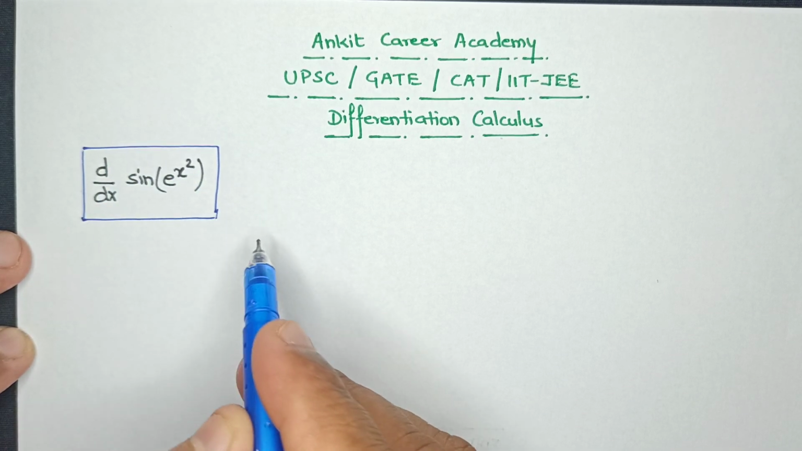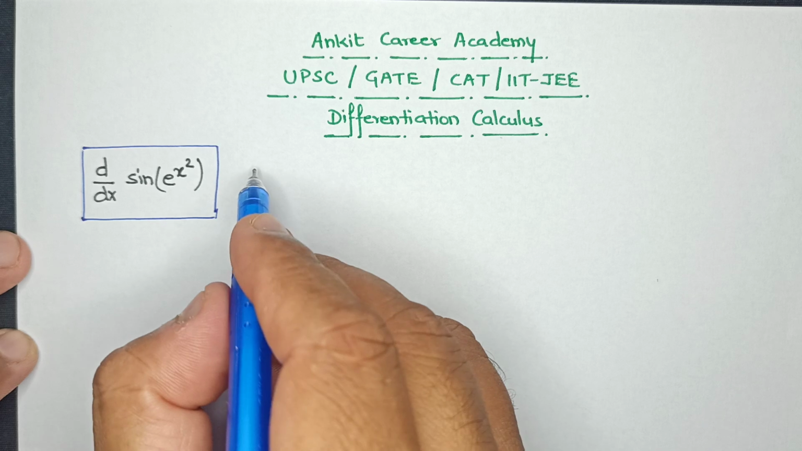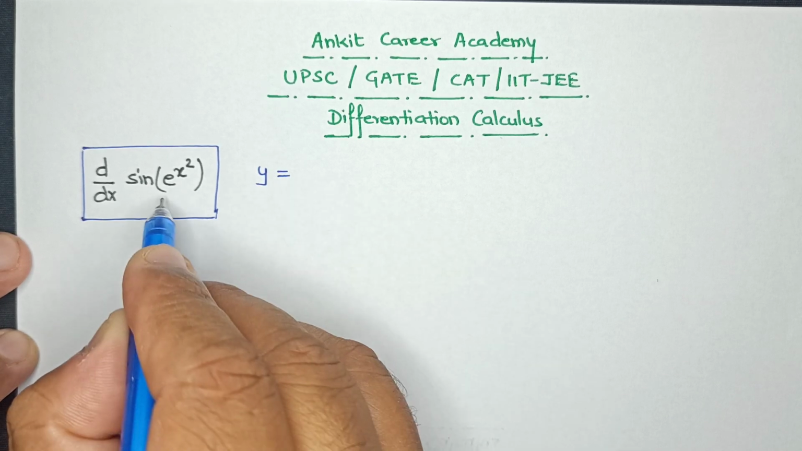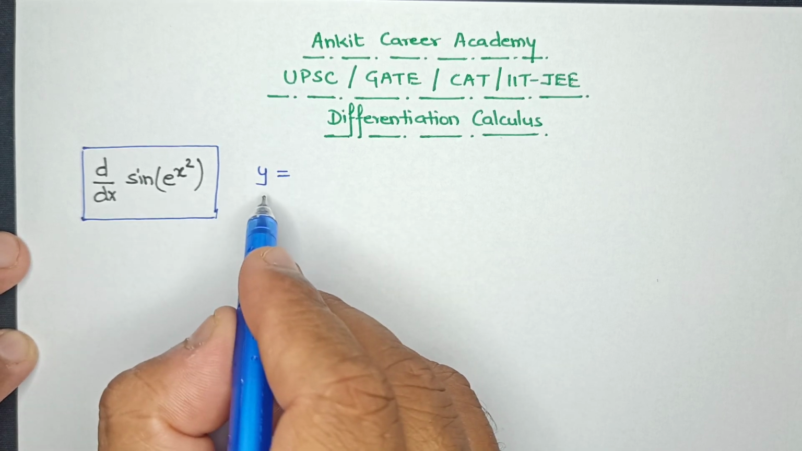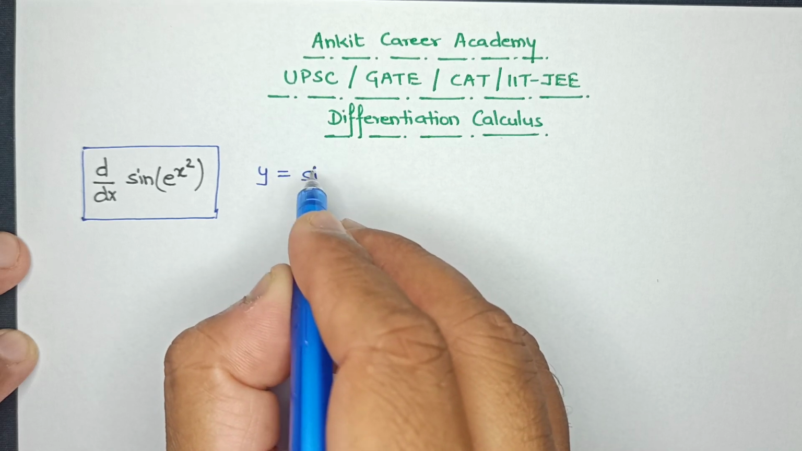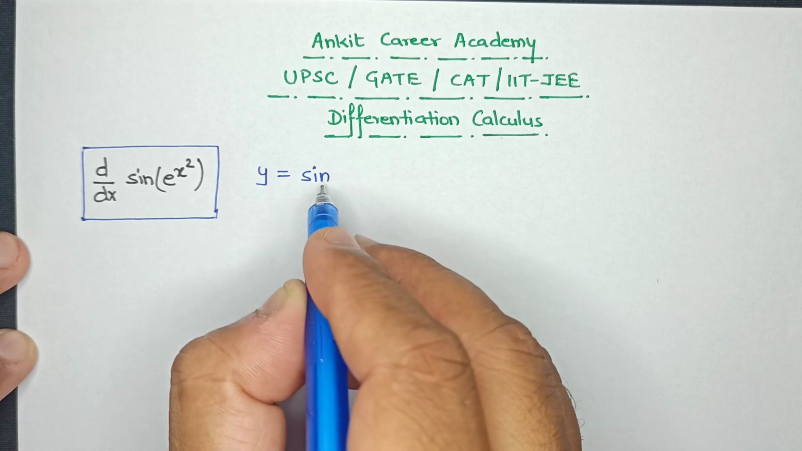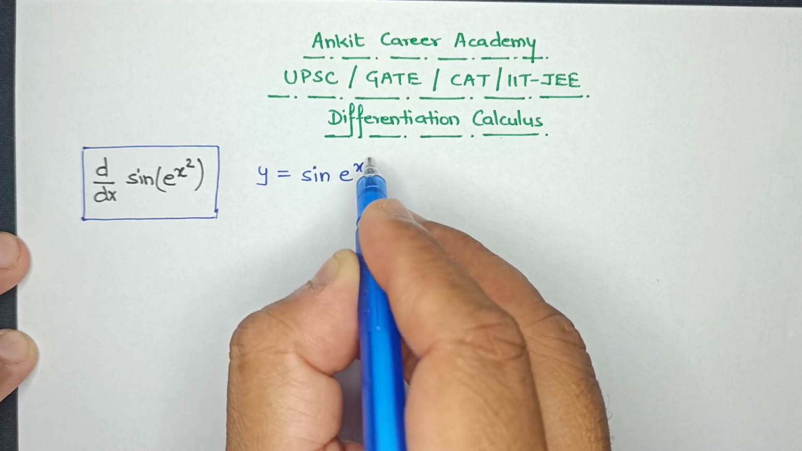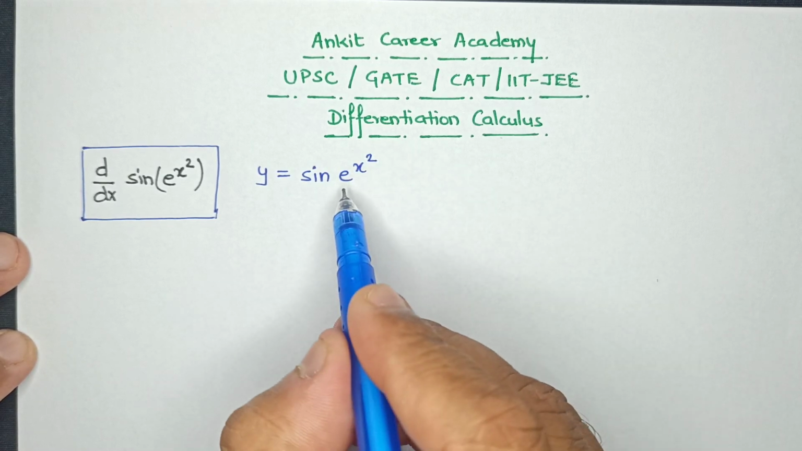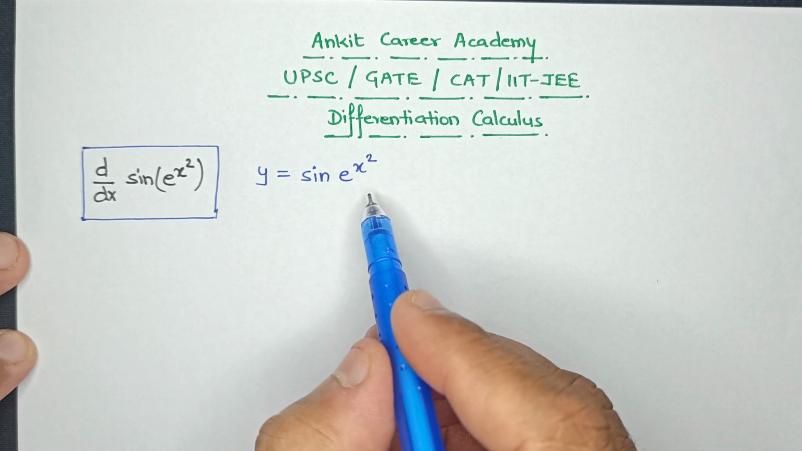In this particular video we are going to differentiate this particular function using the concepts of differentiation. So the first rule is that we always assign the given function a variable. So let us say that the value of y is equal to sine of e raised to the power x square. So this is the first substitution that we will be making in this.